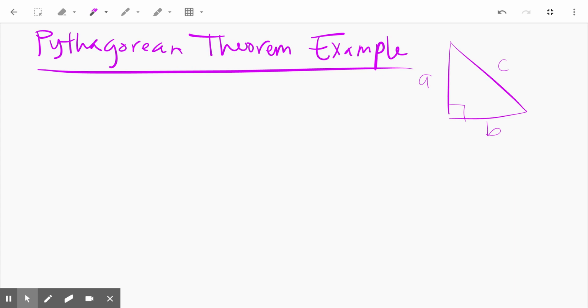Okay, quick example on Pythagorean theorem. So as a reminder, Pythagorean theorem works with right triangles. Given sides A, B, and C of said right triangle, Pythagorean theorem says that the square of A plus the square of B would equal the square of C. So essentially we're using the lengths of A and B to find the length of C.